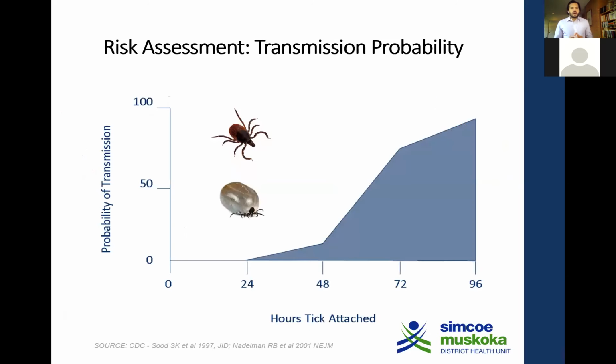So next, you also have to assess the transmission probability. When a tick bites, it takes time for the bacterium, if it is infected, to go from the tick's body into the patient. And so really before 24 hours, the probability of transmission is next to 0. And you can see that it really starts to increase significantly after the 48-hour mark. After 72 hours, really the chance is quite significant that the bacterium has been passed on, if indeed it is an infected tick.